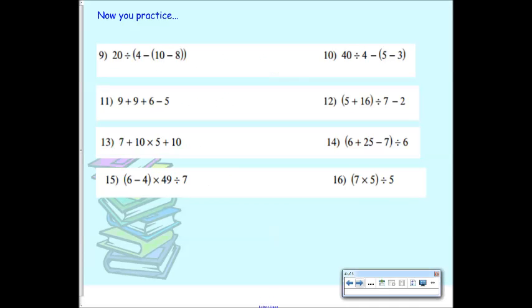Okay, so at your boards, there are 8 of these. I think we have time, so try all 8 of them. Remember, if you get a decimal, you're wrong. So try it again. Okay, so order of operations.